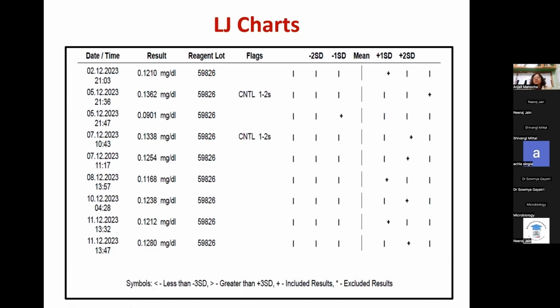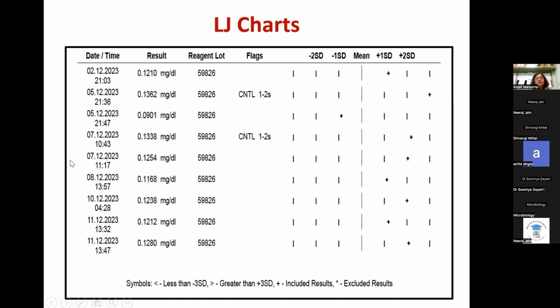Now this is one LJ chart which is showing a lot of variations. You are getting a flag here. There is one on 1 SD, then one on 2 SD, then it comes here, then here, then again here. So here there is something that has happened where they have all shifted here. What has happened here for the lab to investigate?